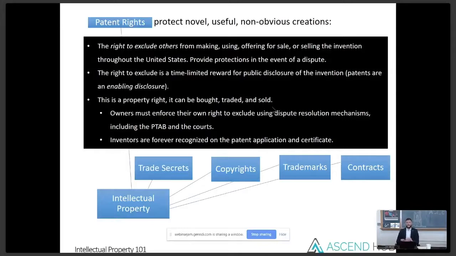So again, this is a property right. It can be bought, sold, and traded. And the owners must enforce their own rights. There's no patent police to call. I call my attorney if I find an infringing party, and they take that infringing party to court. Now, the court can act more quickly if you've registered your patent with the United States. What that means is you're allowed injunctive relief in the case where you have an issued patent.